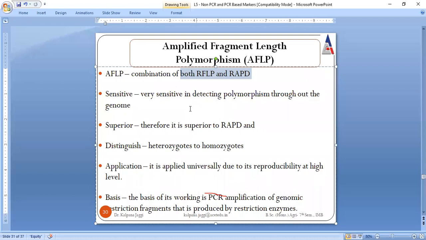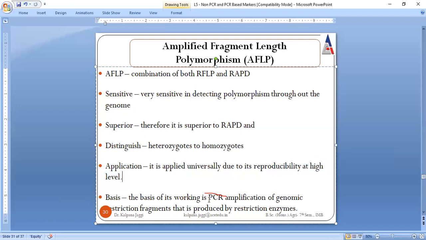So even if any variation is left as a result of RFLP, that in turn will be covered by RAPD, and if any variation is left by RAPD, this will be covered by the other. That means this is a very sensitive method that will let you know about even a small variation that is existing within the genome. So this is the reason it is very superior to RAPD also. And because variations can be in terms of difference or in terms of the same genetic content, it is able to distinguish heterozygote from homozygote. It is applied universally because its reproducibility is at a very high level.